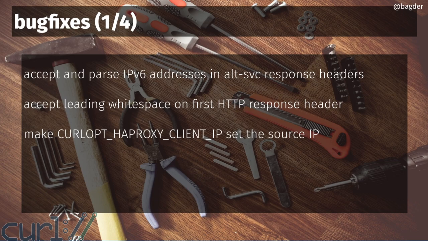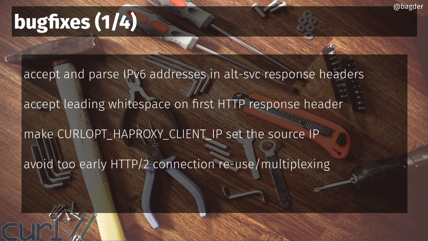It turned out that we implemented this option completely wrong. The HAProxy client IP option should set the source IP, it needs to set the destination, which was completely wrong and not at all as documented. Now it's fixed.